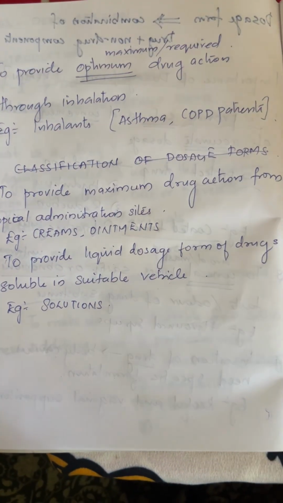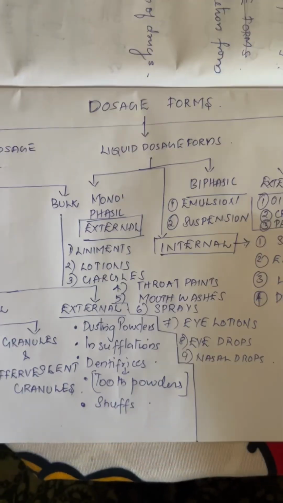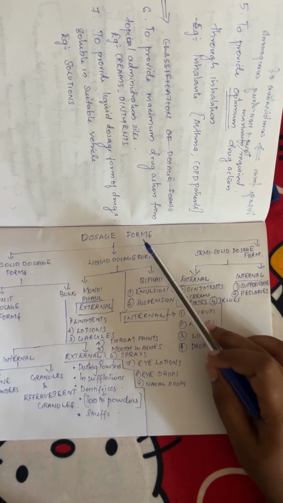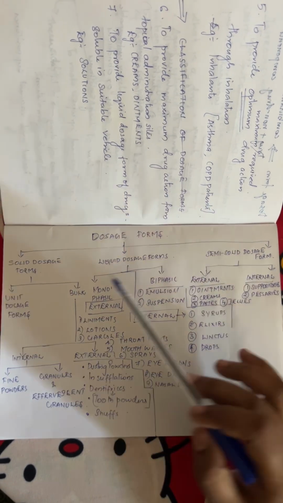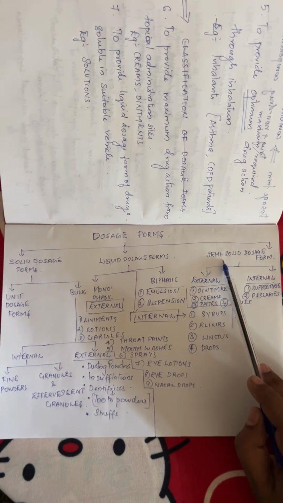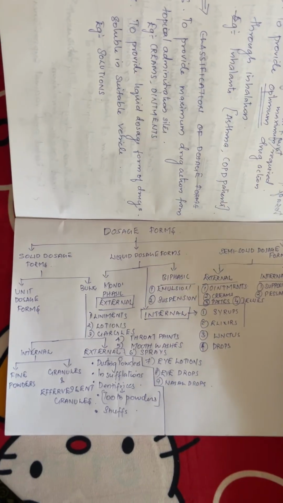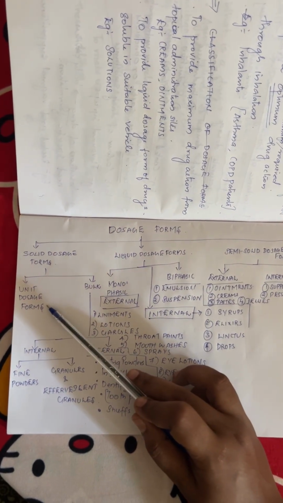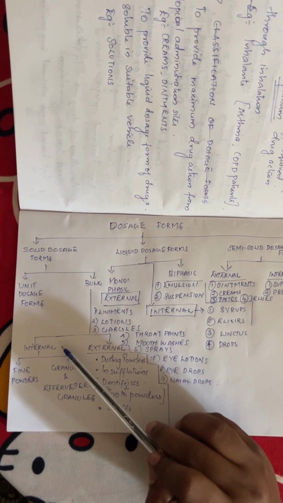Then comes the main point, that is the classification of dosage forms. The dosage forms we can classify into three main categories. One is solid dosage form, liquid dosage form, and then the semi-solid dosage form. Again, it is classified into many other forms. In solid dosage form, we can classify again into two, that is unit dosage form and bulk dosage form.